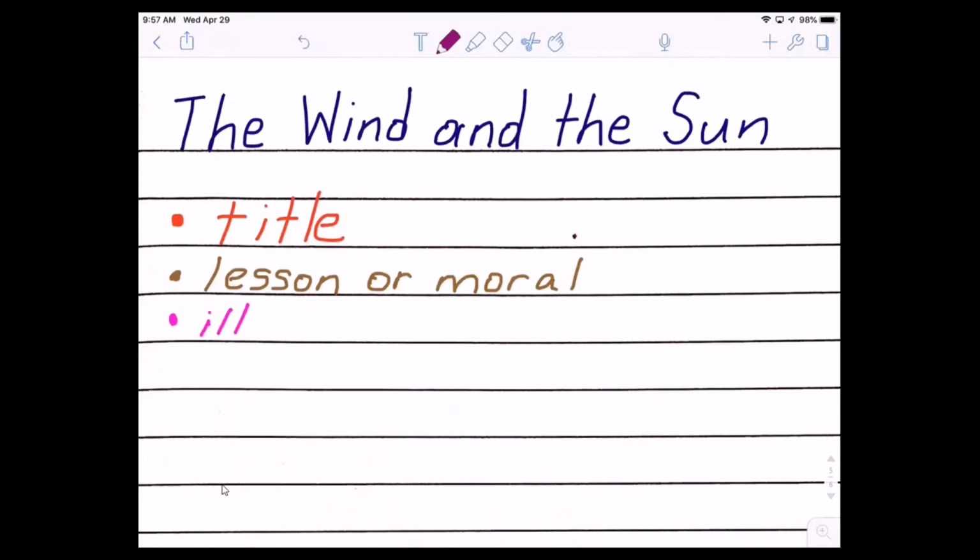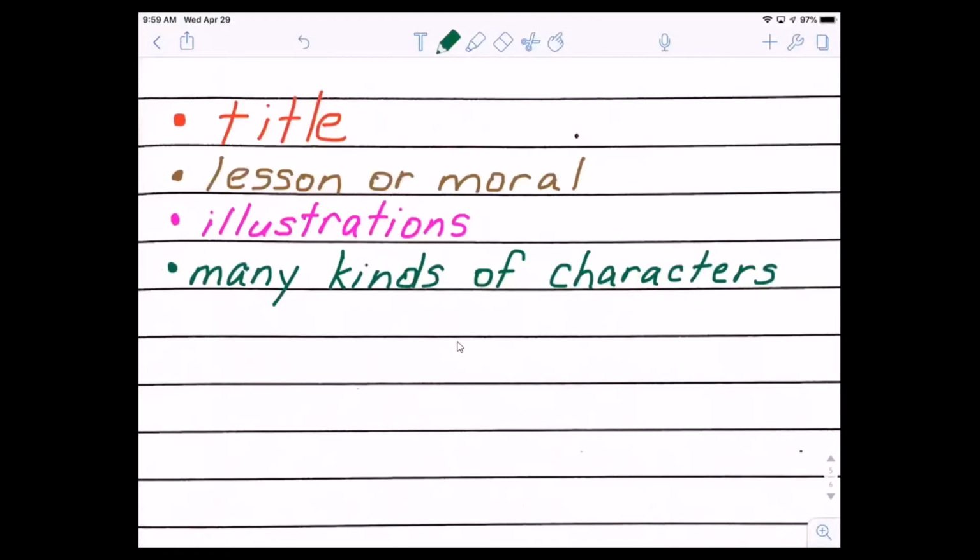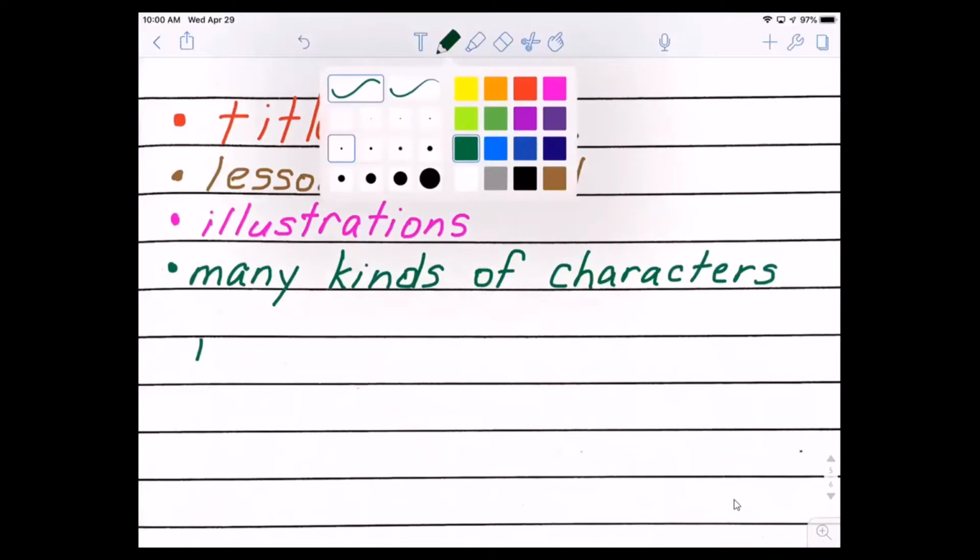Or drawings. It didn't have photographs. It had many kinds of characters, and characters that were not people but behaved like people. Okay, so go ahead, finish copying the text features. Color.